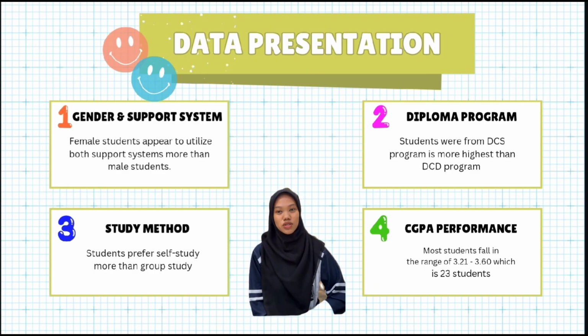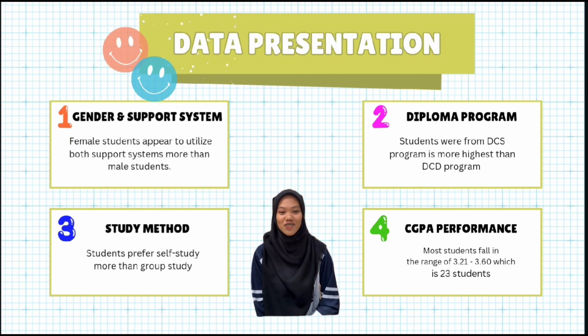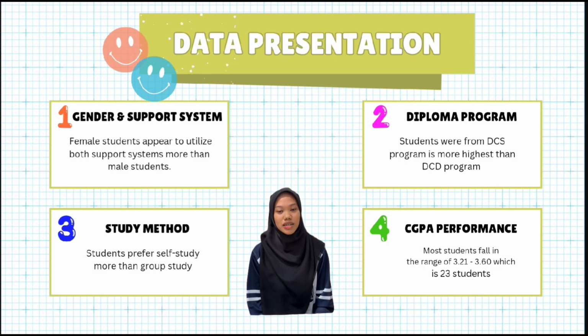Third, study method. Students prefer self-study more than group study. Fourth, we have CGPA performance. More students fall in the range 3.21 to 3.60, which is 23 students.